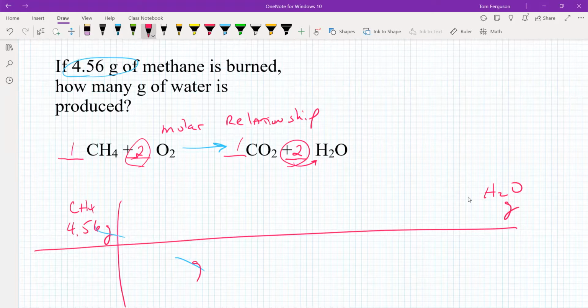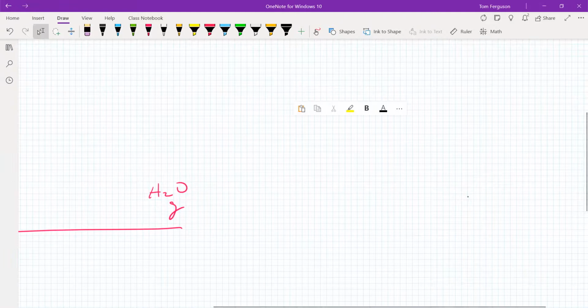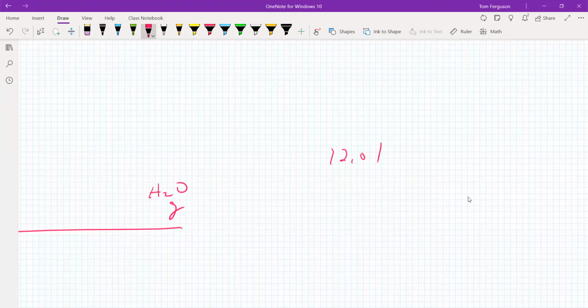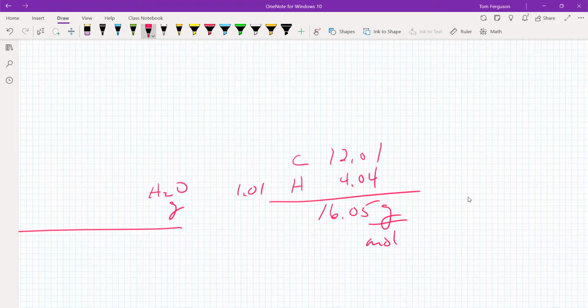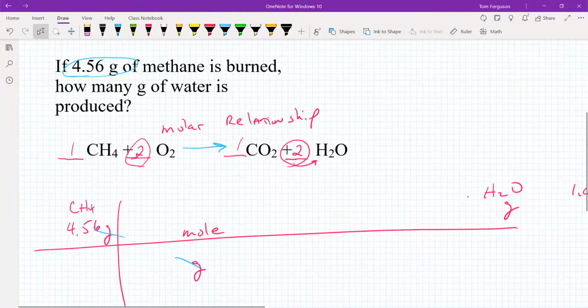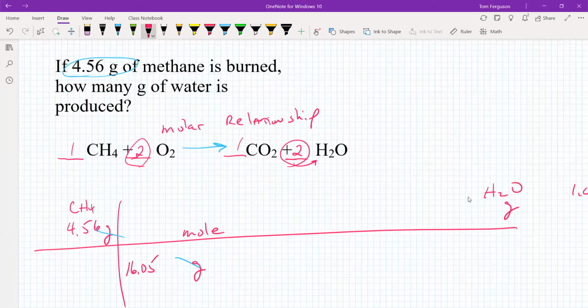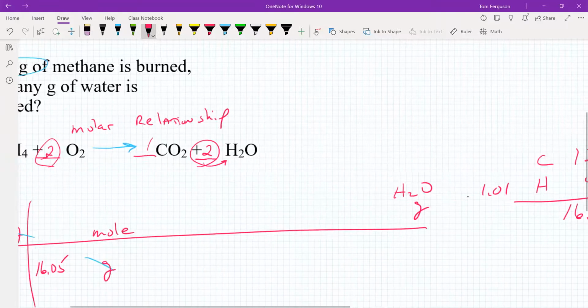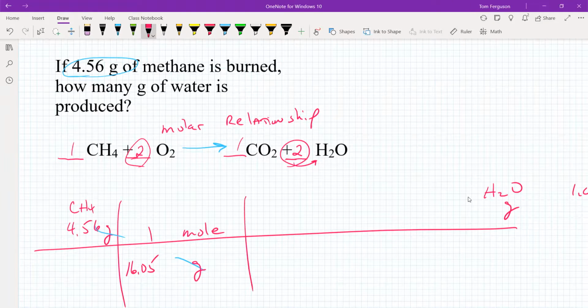Grams have got to cancel. So we have moles on top. So that's the molar mass of methane. Okay, carbon is 12.01. And hydrogen is 1.01 apiece. So that's 4.04. So methane is 16.05 grams per mole. It was 16.05, right? Okay. All right. Now we have moles.